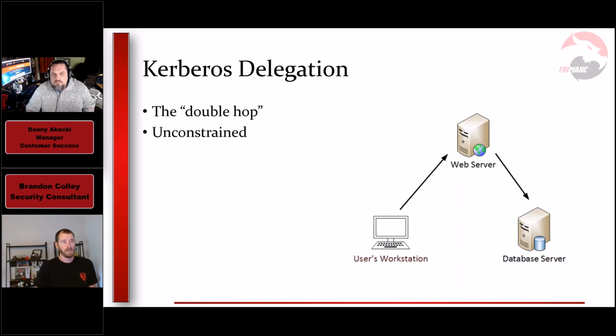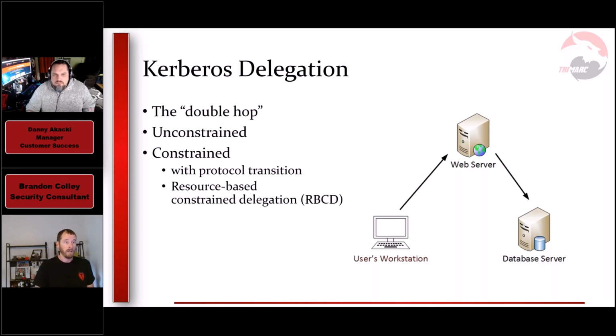And so Kerberos delegation comes in multiple different flavors. Unconstrained came first, and then constrained, which obviously sounds better. And then these confusing ones came along too, with protocol transition and what's known as RBCD.